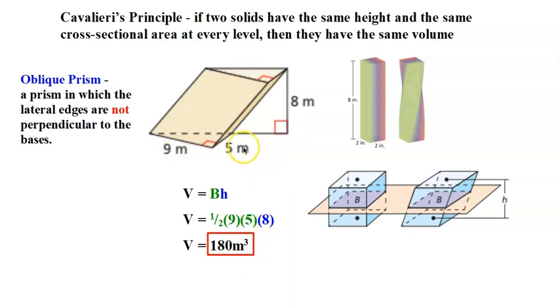Remember, volume is measured in cubic units, not in square units or just straight units, because it's meters times meters times meters. m times m times m is m cubed.